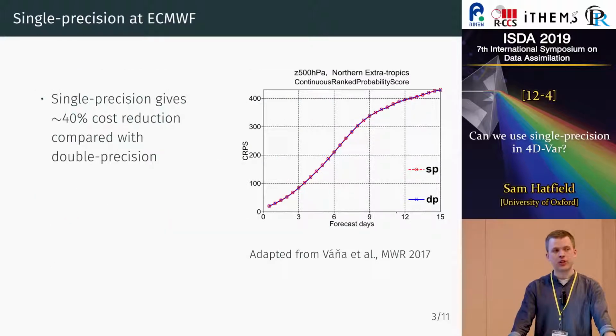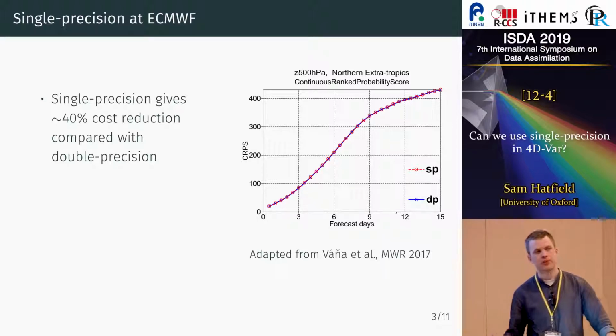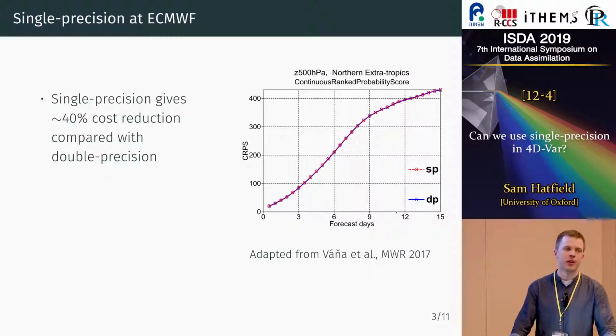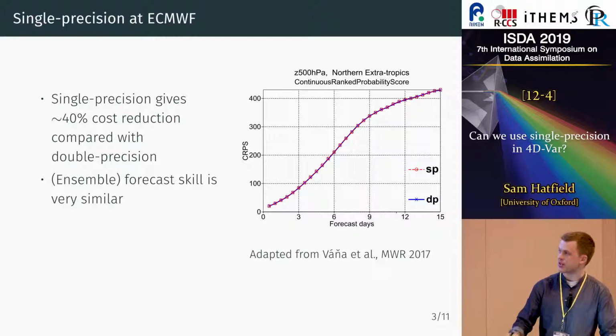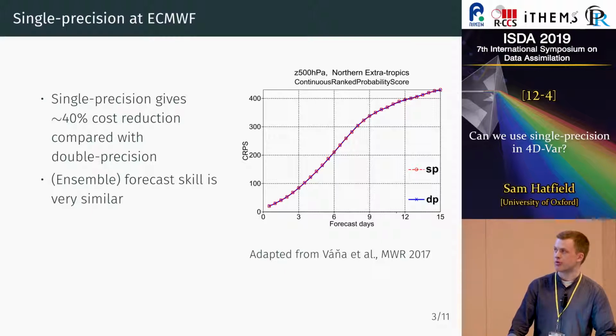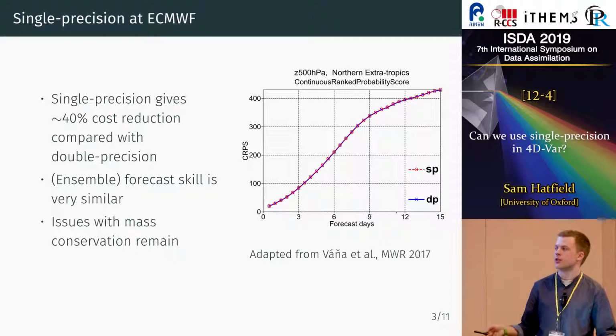So the idea of single precision weather forecasting has become quite popular recently in various operational centres, notably ECMWF, who published this result in 2017. So they translated their entire forecasting model into single precision and found that it was about 40% cheaper than the double precision model. And you can see on this plot, it has basically the same probabilistic forecast skill as the double precision model. Now, this model at the moment is undergoing some internal testing, and the last I heard, it still has some issues with mass conservation. But it's very much on the ECMWF future roadmap for operations.